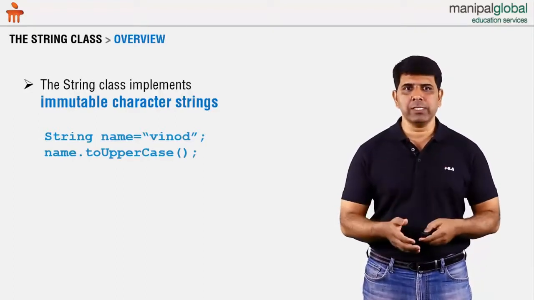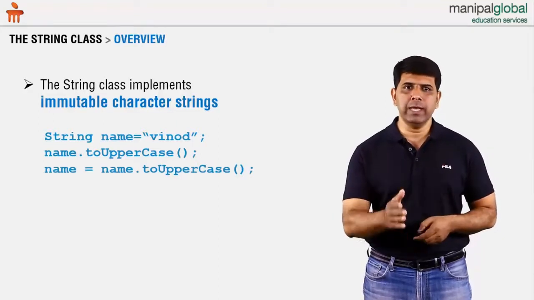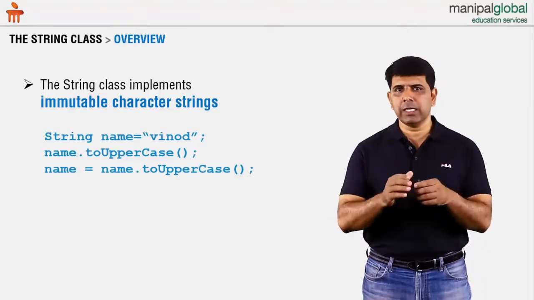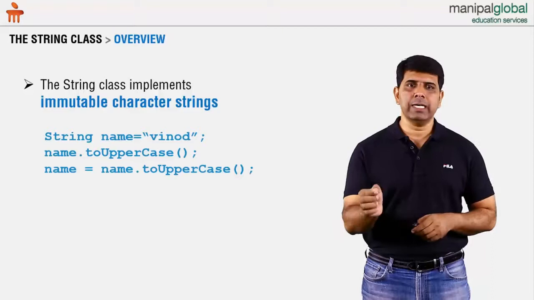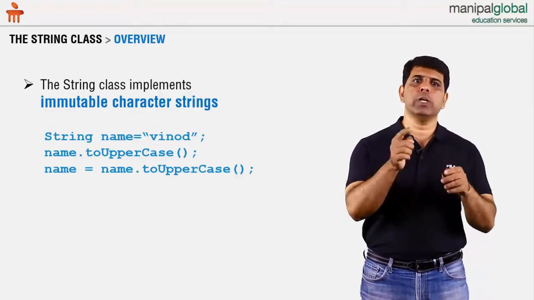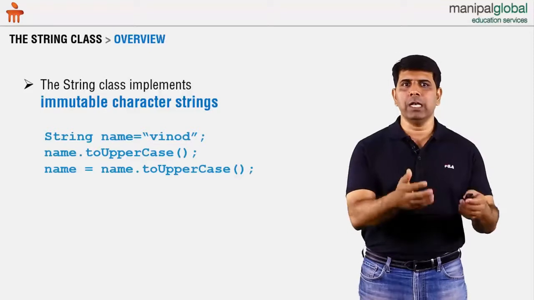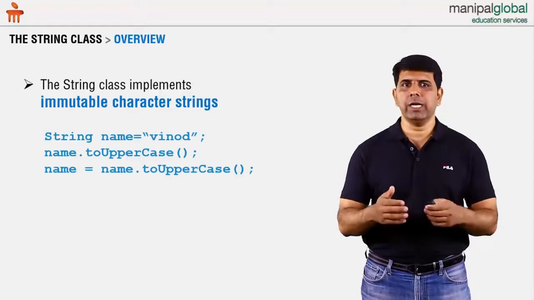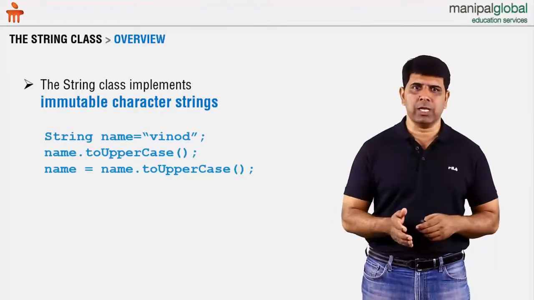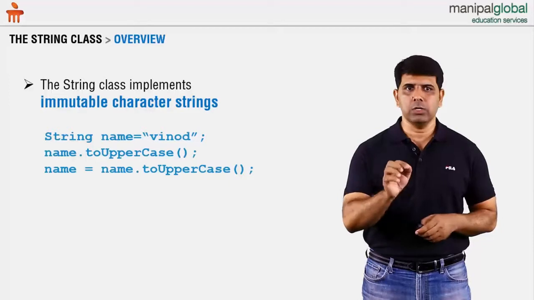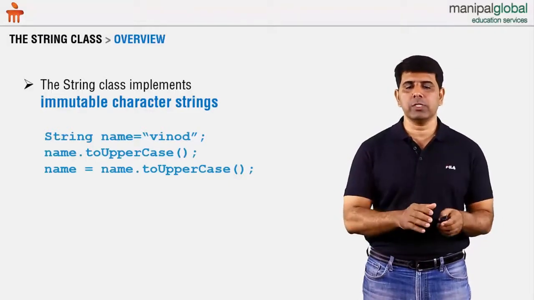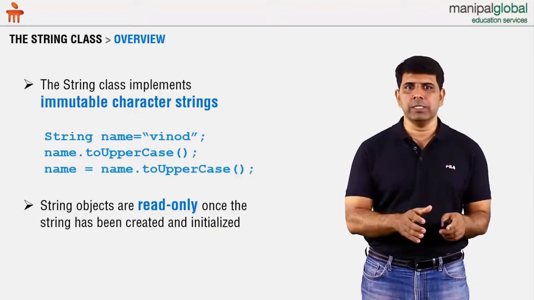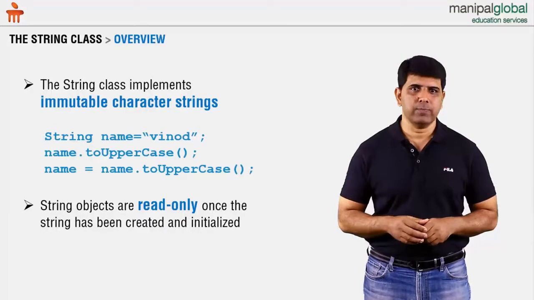In order to change that, you have to use name equals name.toUpperCase. Remember, the toUpperCase function creates altogether a new object and returns that, and that reference we are storing back in name. That means the original value which was stored is no longer available in the memory. In fact, it is ready for garbage collection, and when the next garbage collection happens, it gets removed. So this is a new object. The original object never got modified. These are read-only objects. Once initialized, they stay as they are.